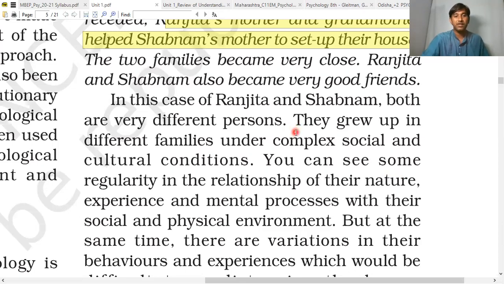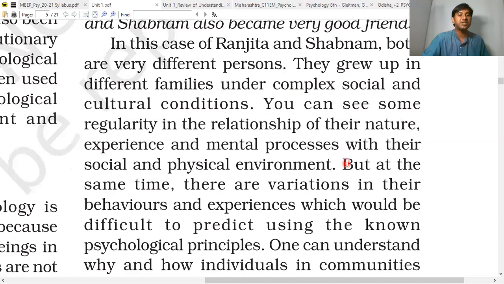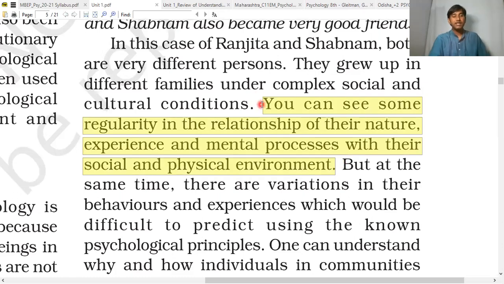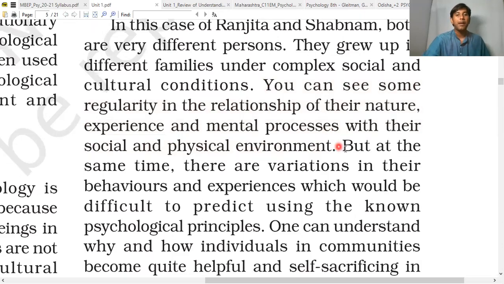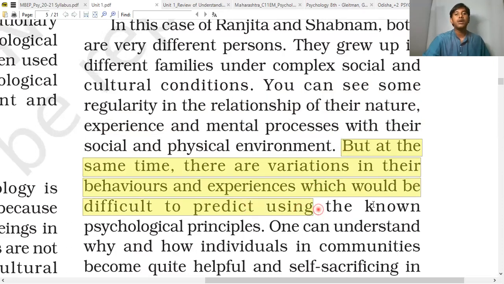They grew up in complex social and cultural conditions. You can see the regularity in the relationship of their nature, experience and mental process with their social and physical environment. Ranjita, as I said, is a sports person and has a lot of mental strength. She knows how to deal with environmental conditions. When there is a tough situation, she is able to help her friend and even their family. Working on the farm, they know how nature works and how to deal with the water. All these conditions help them relate and connect with each other, but at the same time there are variations in their behavior and experiences which will be difficult to predict using the known psychological principles.